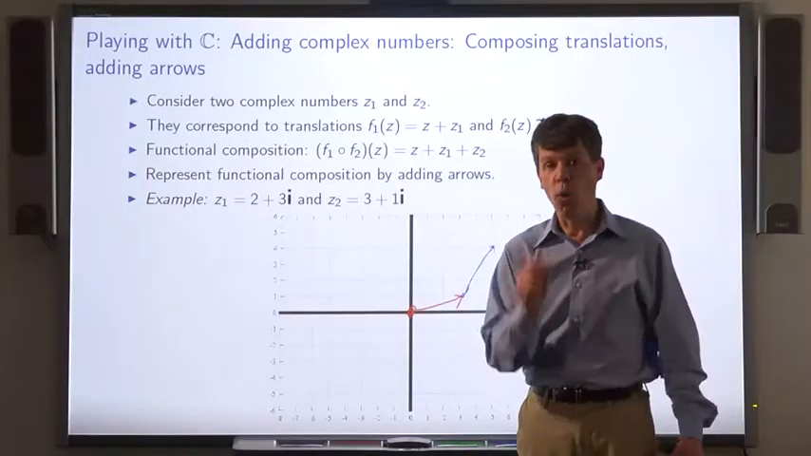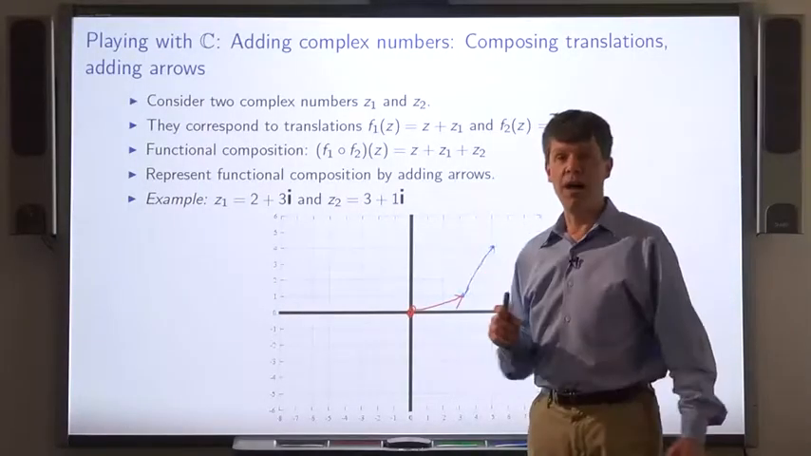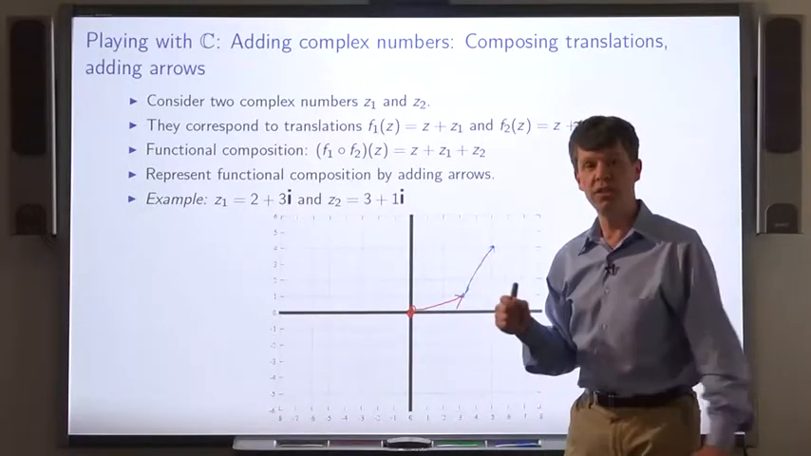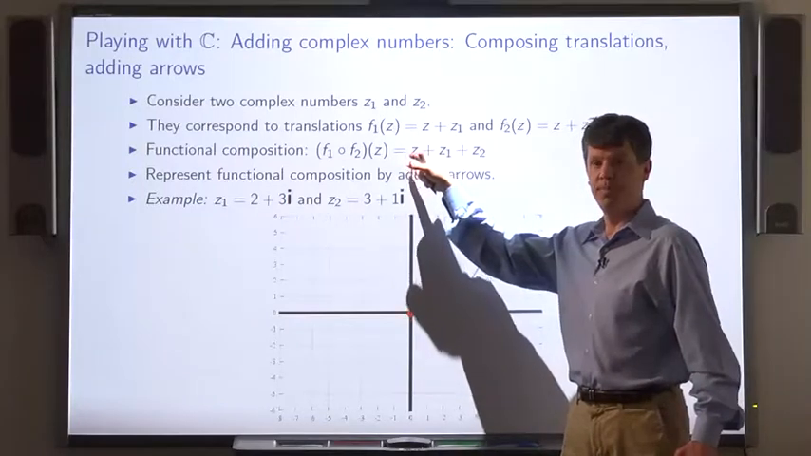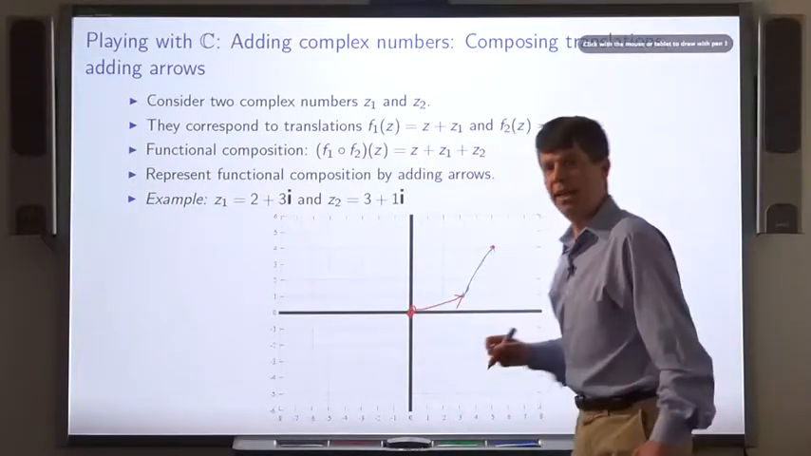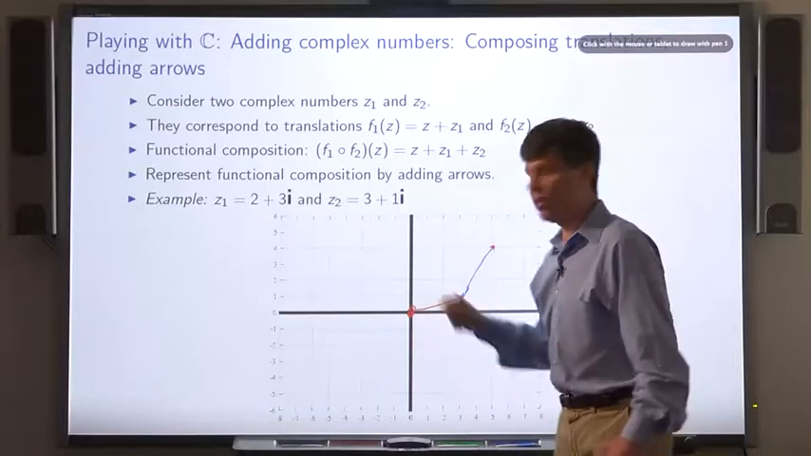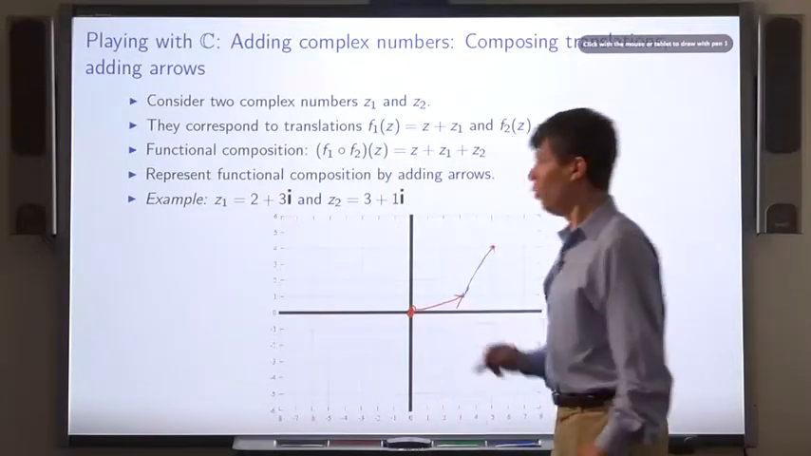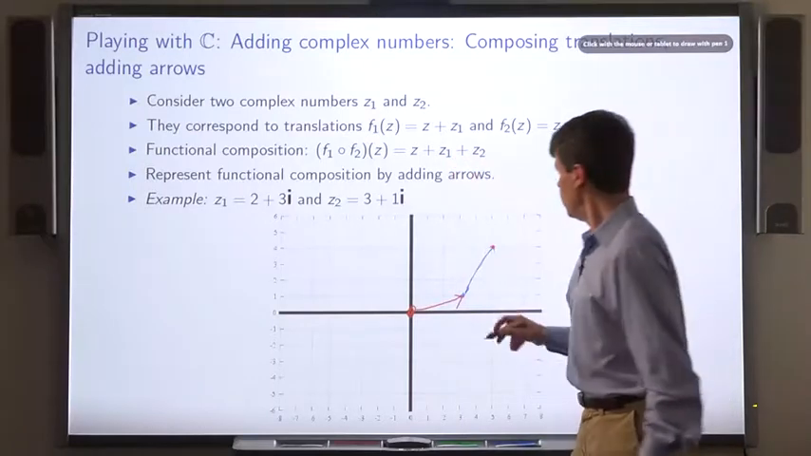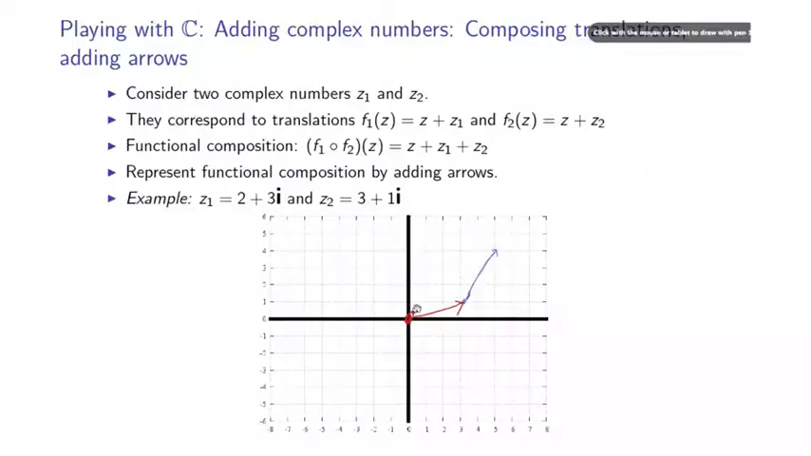Now, what about the functional composition? The functional composition adds z1 plus z2 to its input. We can find that arrow by choosing its tail to be the tail of the first arrow and its head to be the head of the second arrow. So z1 plus z2 is represented by this arrow.